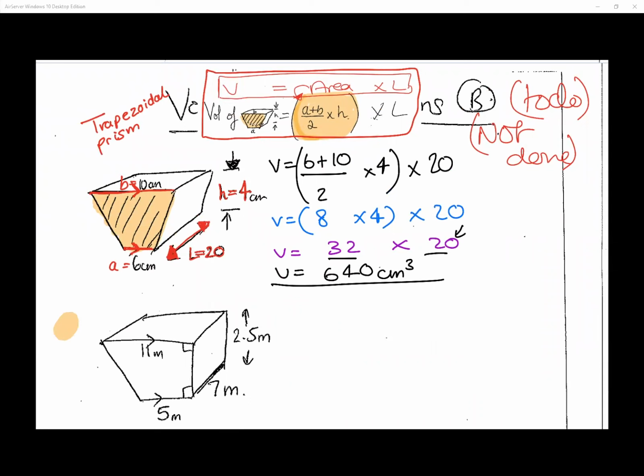3 minutes. Starting now, go. Don't forget to write down the formula. Volume equals area times by length. I'll give you a little bit of help. So these two sides are parallel. This is the height. And this is the length. Gonna work out the area of the front piece.